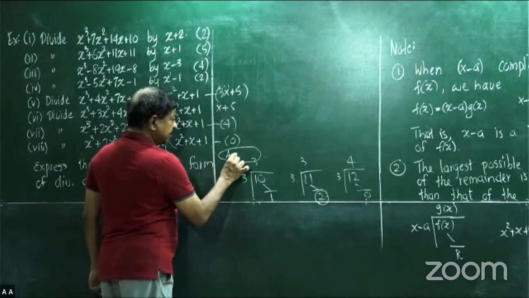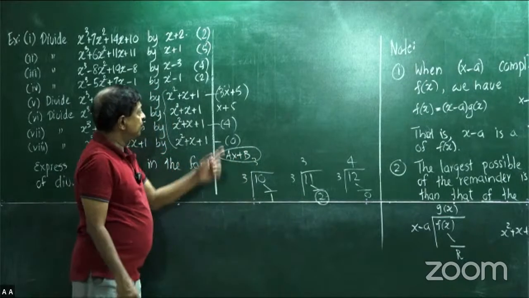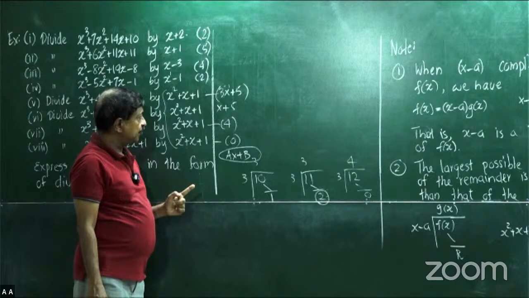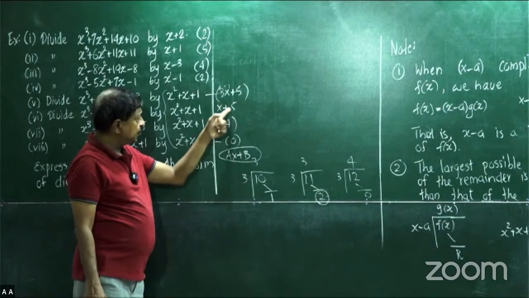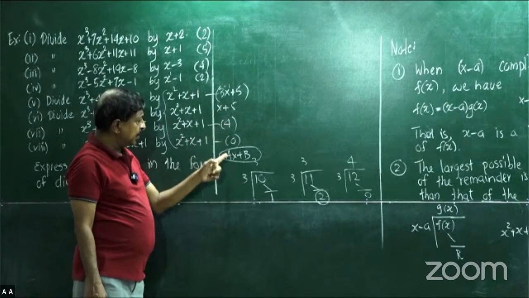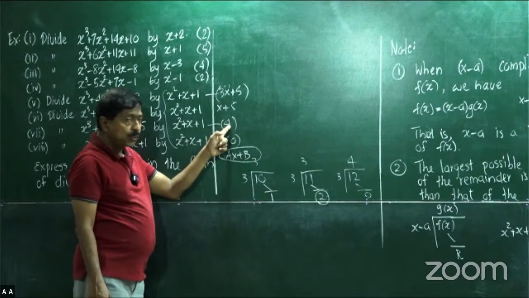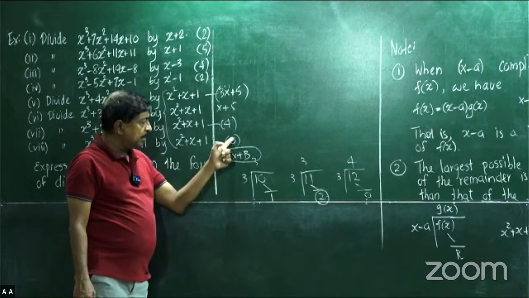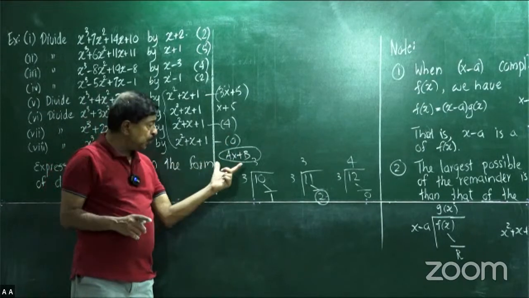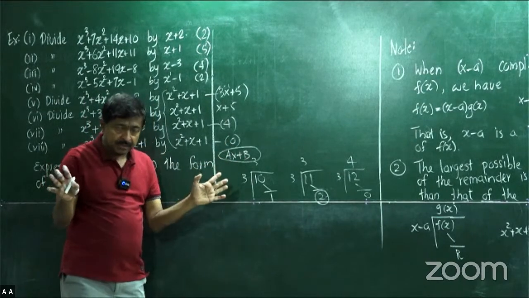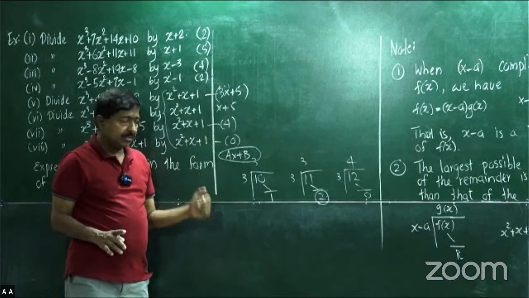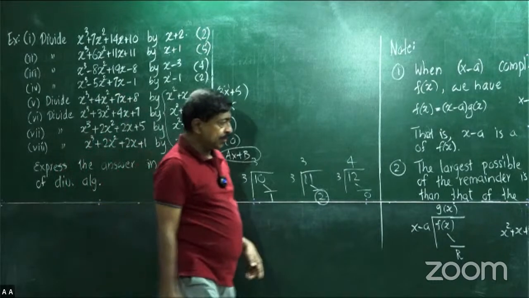If you take this as ax plus b and compare it with this one, a is 3, b is 5. Here, a is 1, b is 5. In the third case, a is 0, b is 4. In the fourth case, both a and b are zeros. So if you assume this format, you can cover all possible remainders. So you can do it like this.